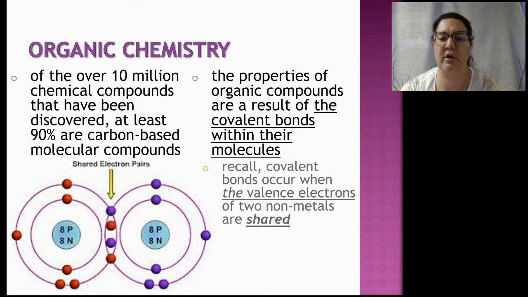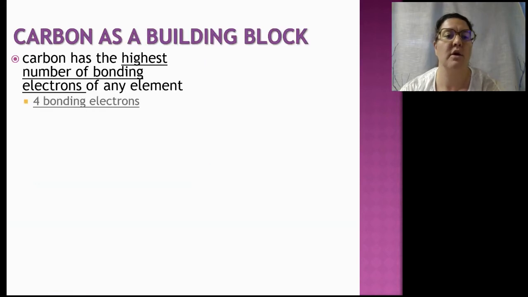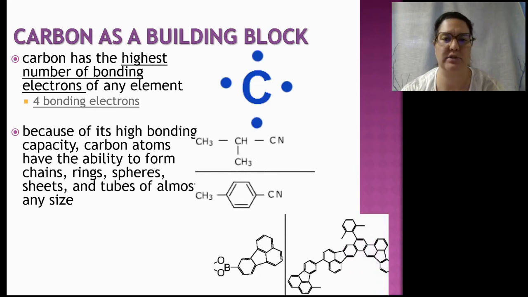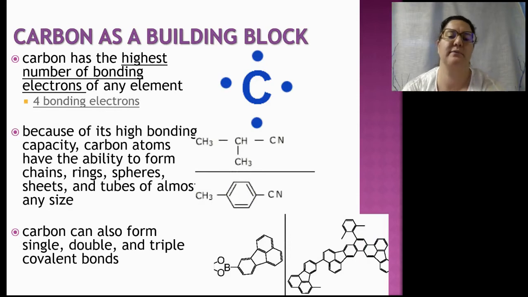The properties of organic compounds are a result of the covalent bonds within their molecules. So these are bonds between two nonmetals, so they share electrons, and this happens in their valence level. Carbon has the highest number of bonding electrons of any element, which is 4, because it only contains 4 electrons in its valence shell. So this has a high bonding capacity, and they have the ability to form shapes, rings, spheres, tubes, and sheets of almost any size. Carbon can also form single, double, or triple covalent bonds.